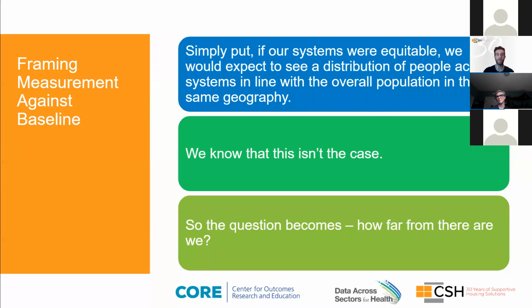So really simply put, if our systems were equitable, we'd expect to see a distribution of people across them that's in line with the overall population in the same geography that they operate in. We know that this isn't the case. We don't really need to do super deep analysis to understand that or to come to that conclusion. But where the analysis is really helpful is in trying to answer: how far are we from that state, and what maybe do we have to do in order to get there or get closer to there?